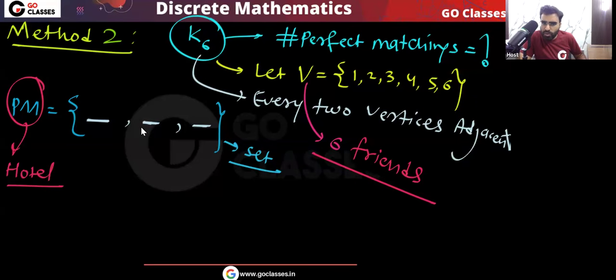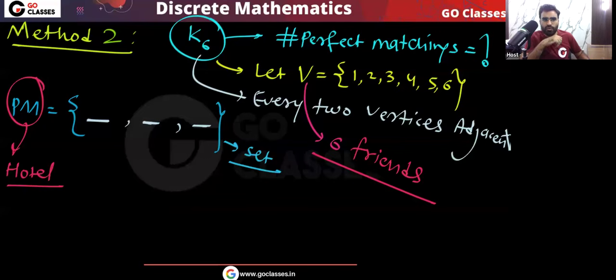Now, what you need to do basically, from these 6 friends, any two friends you can choose and you can put in this room. Then from the remaining 4 friends, any two friends you can choose and you can put them in this room, and the remaining 2 friends will go to this room. Very simple, right? So which template is this?